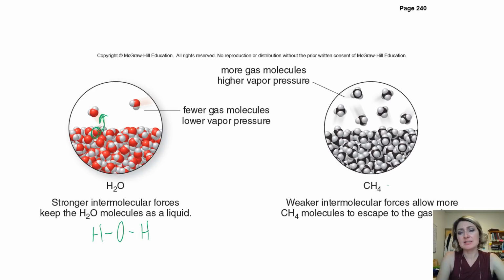But if you have something, say, like methane, which exhibits London dispersion forces, which are weak and easily escape from liquid, or change state from liquid to the gas form because it doesn't take much energy, you're going to have a higher vapor pressure. So you're going to have a lot more gas molecules escaping as gas because it doesn't take as much energy for them to change state because of their forces.